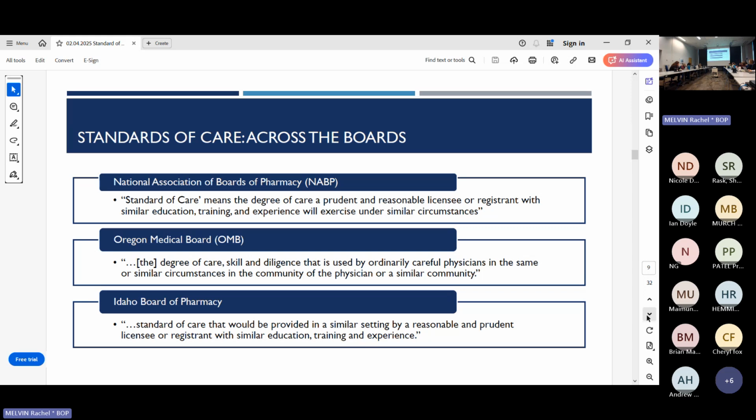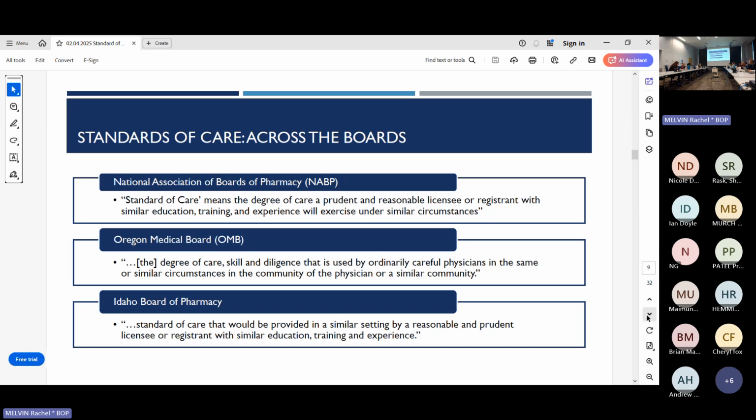The OMB, or Oregon Medical Board's, definition parallels that: the degree of care, skill, and diligence that is used by ordinarily careful physicians, and the same for similar circumstances in the community of the physician or a similar community. And then the Idaho Board of Pharmacy's definition: a standard of care that would be provided in a similar setting by a reasonable and prudent licensee or registrant with similar education, training, and experience.